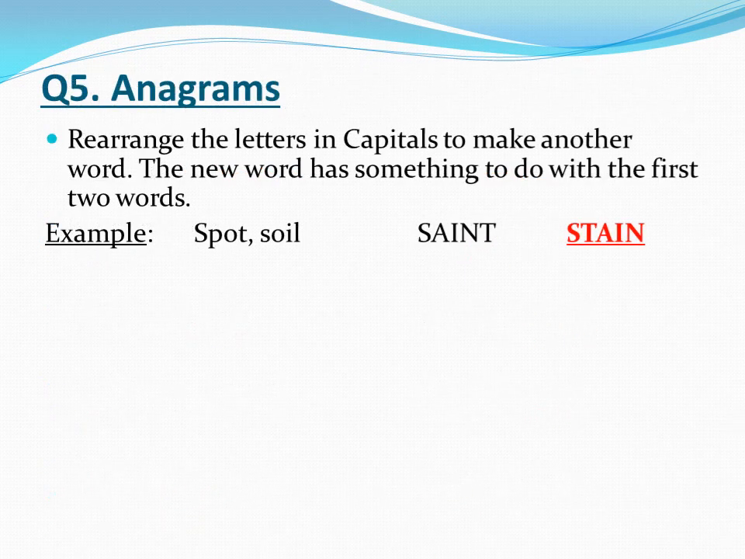Let's move on to the next type of questions, anagrams. It says rearrange the letters in capitals to make another word. The new word has something to do with the first two words. So if you look at the example, you're given two words, spot and soil. You need to rearrange the letters in capitals, SAINT, S-A-I-N-T, to make another word. So the new word you make has to do something with the two words, or it should mean the same as spot and soil. So using the letters in SAINT, we can make stain. So stain also means something that has a spot on it or something that has been soiled.